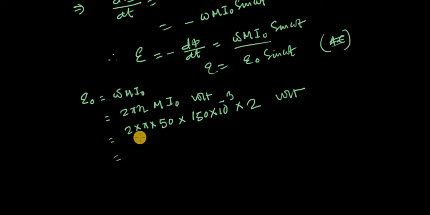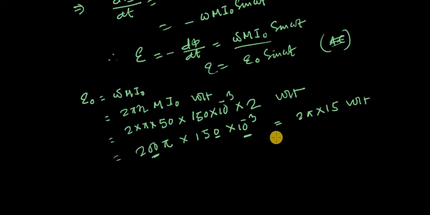So how much is this? 2 times 50 is 100, so it is 100 into 2, that is 200 pi into 150 into 10 to the power minus 3. The zeros cancel, so 2 pi into 15, this much volt, so that is equal to 30 pi volt.